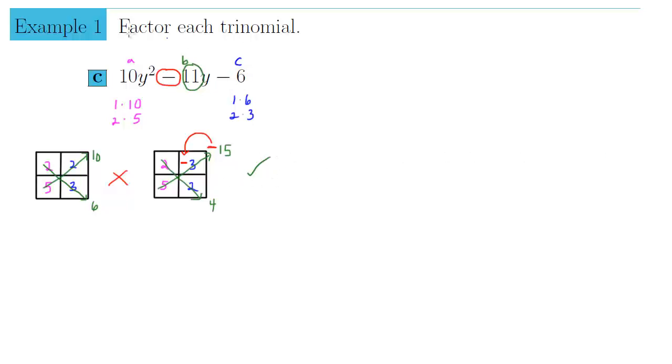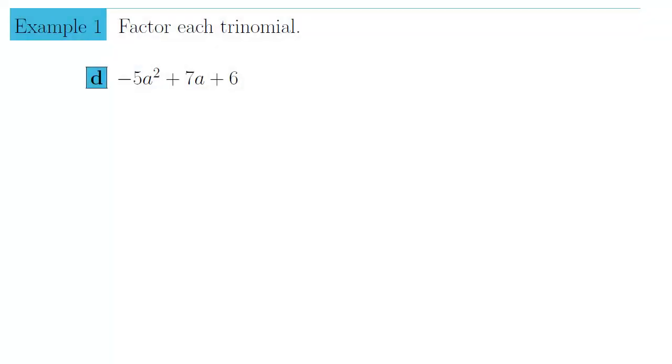And we can read off our final factored form. 10y squared minus 11y minus 6 is going to factor into, look at the top row, 2y minus 3. Look at the bottom row, 5y plus 2. So there's our final factored form.